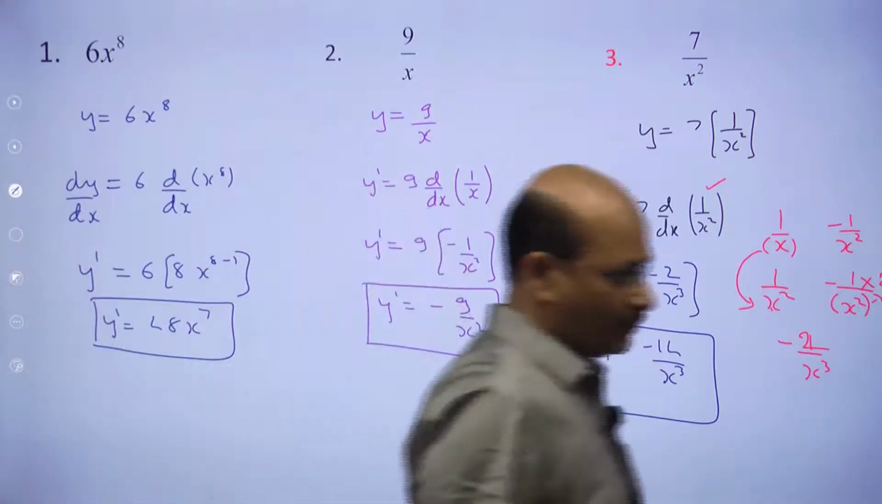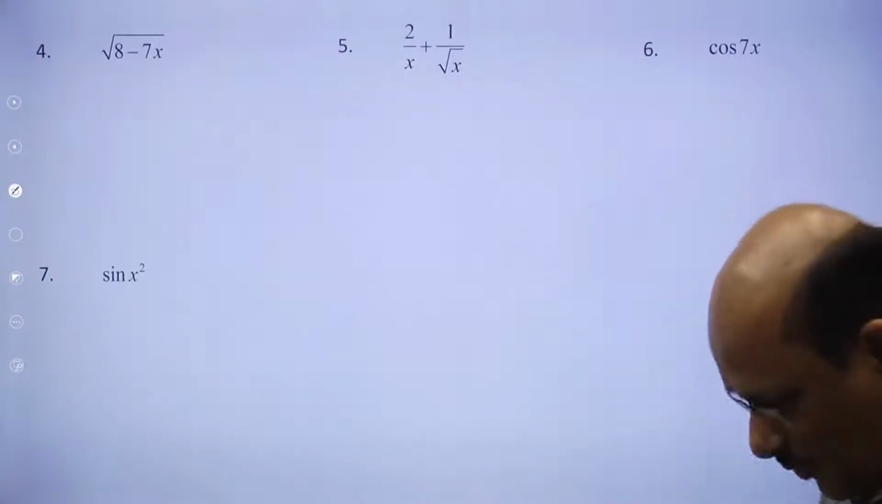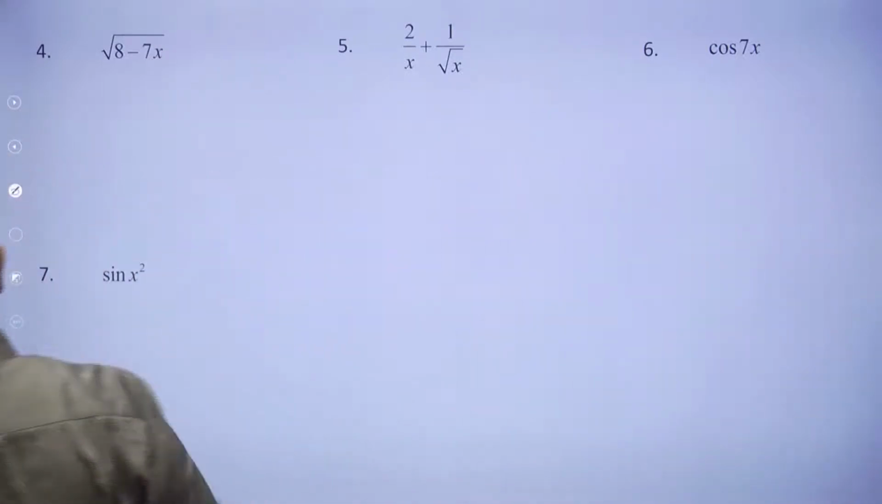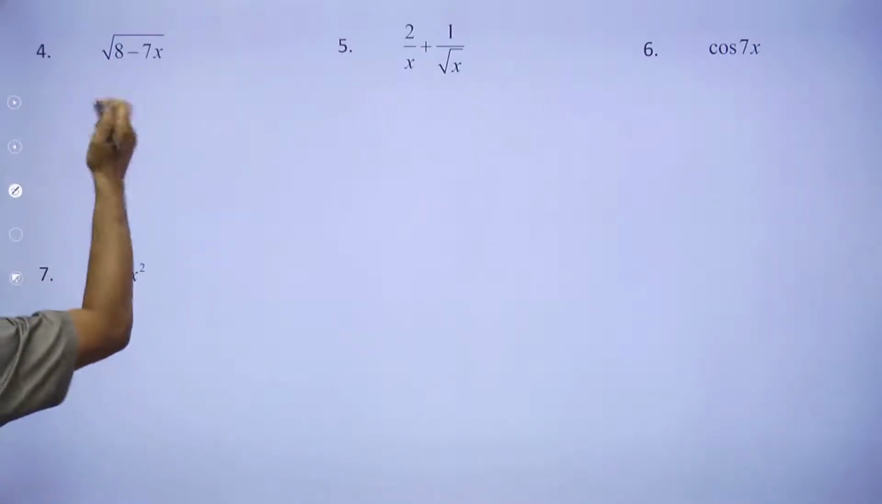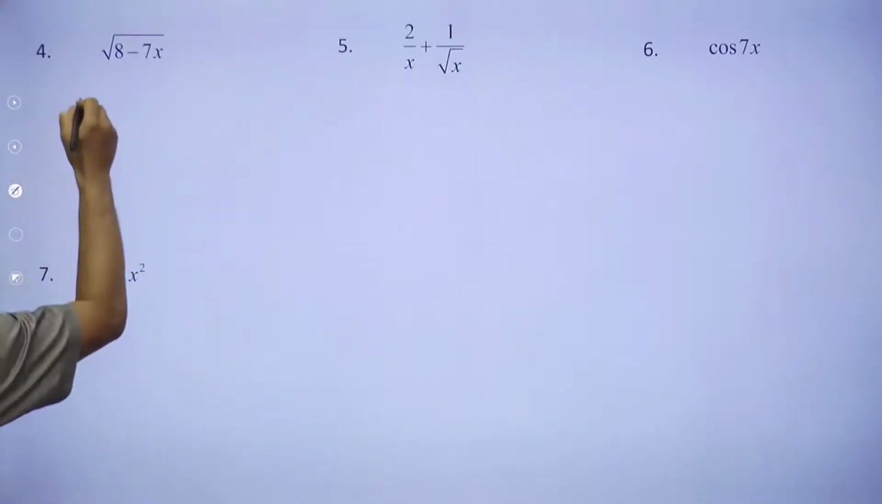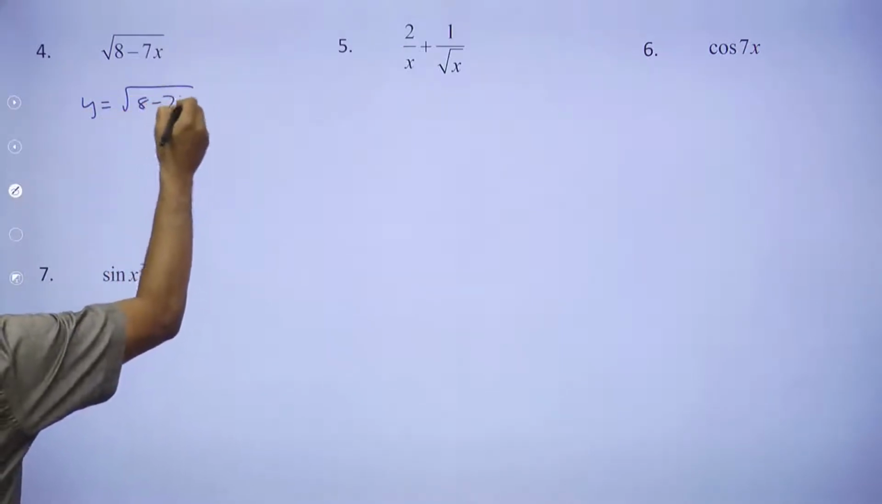Okay, great. The next question comes up now. What is the question? Oh, a big set of questions, no problem. Now, I want to come here. Remember, they don't mention that this is y, but we understood this is a function. So, I can always write down that y is equal to the square root of 8 minus 7x.